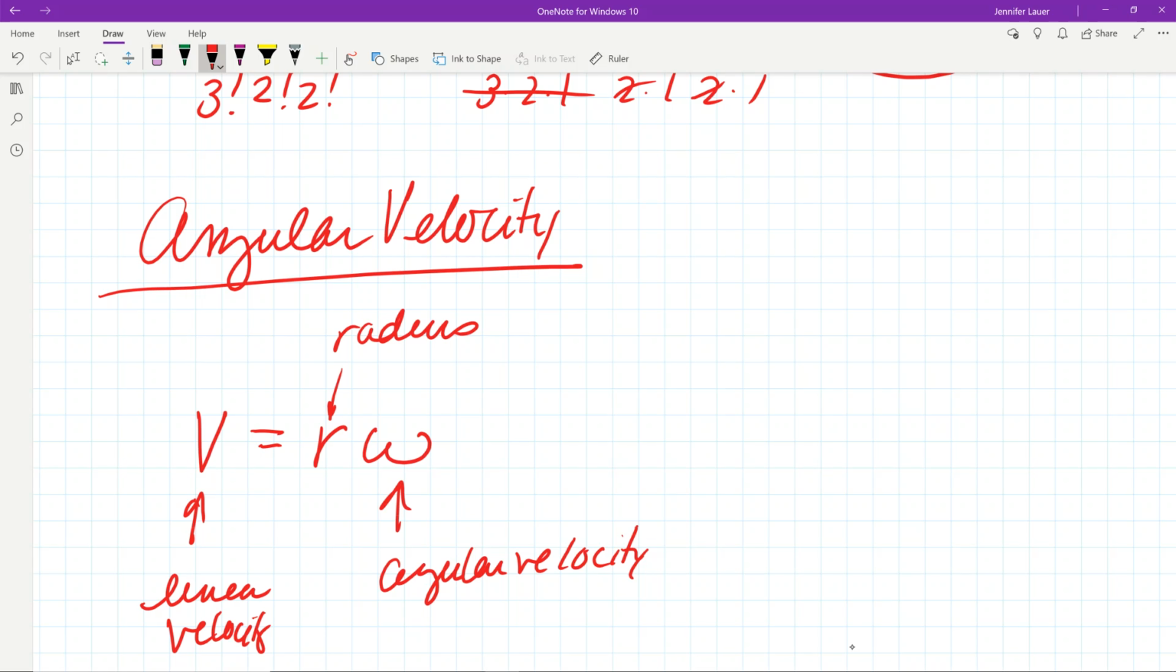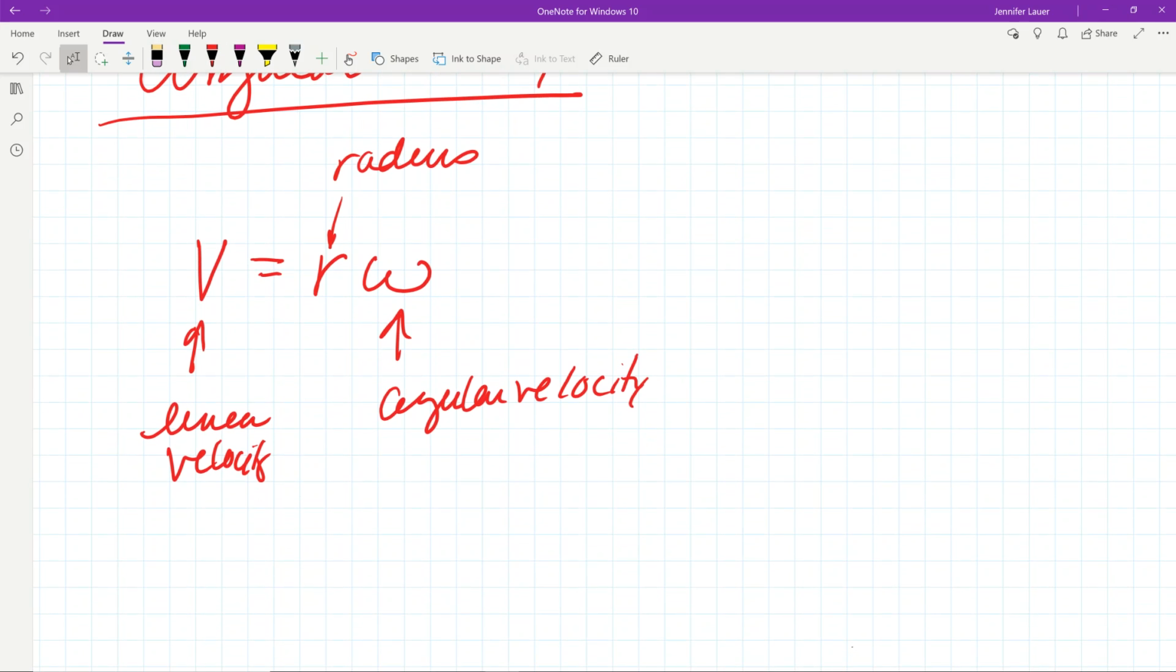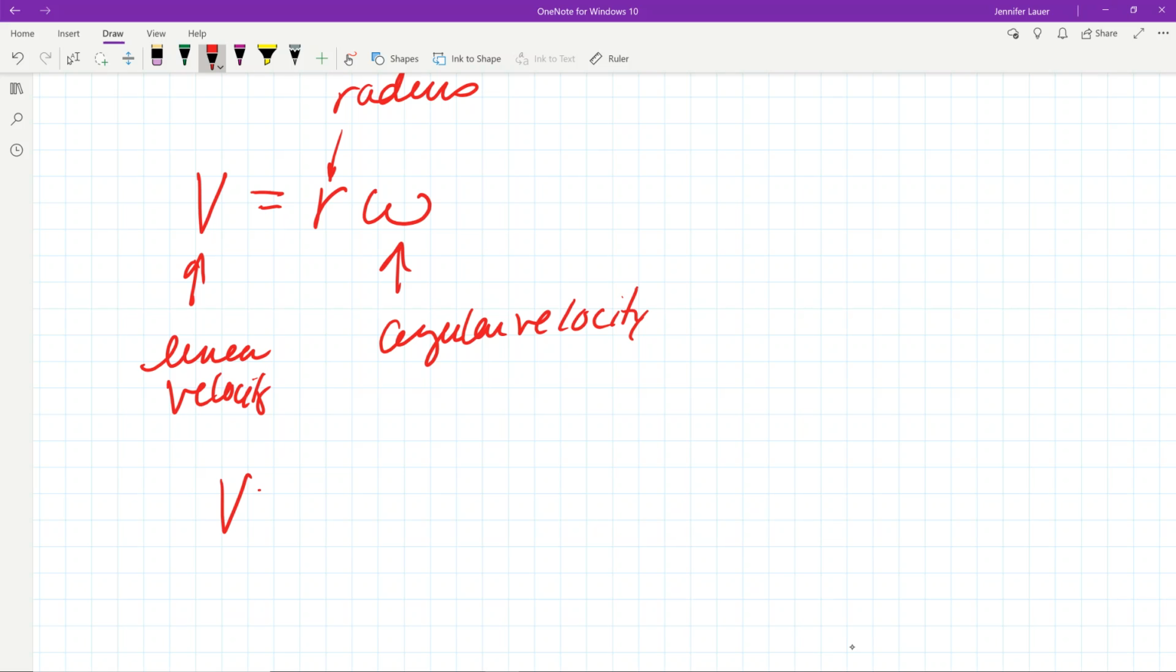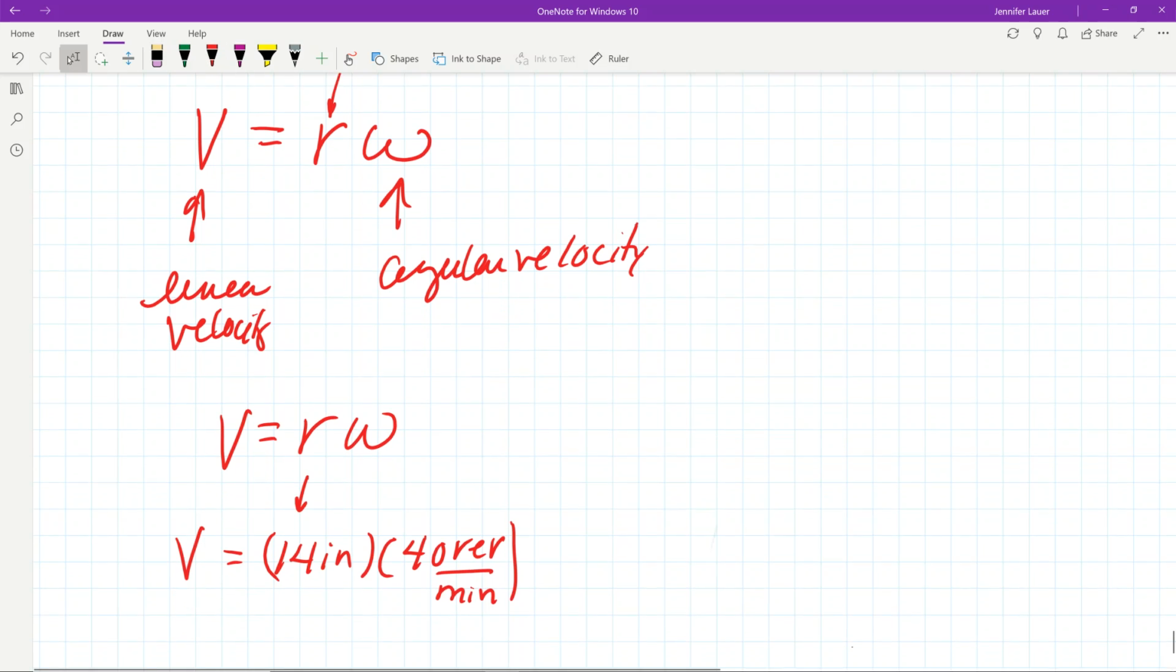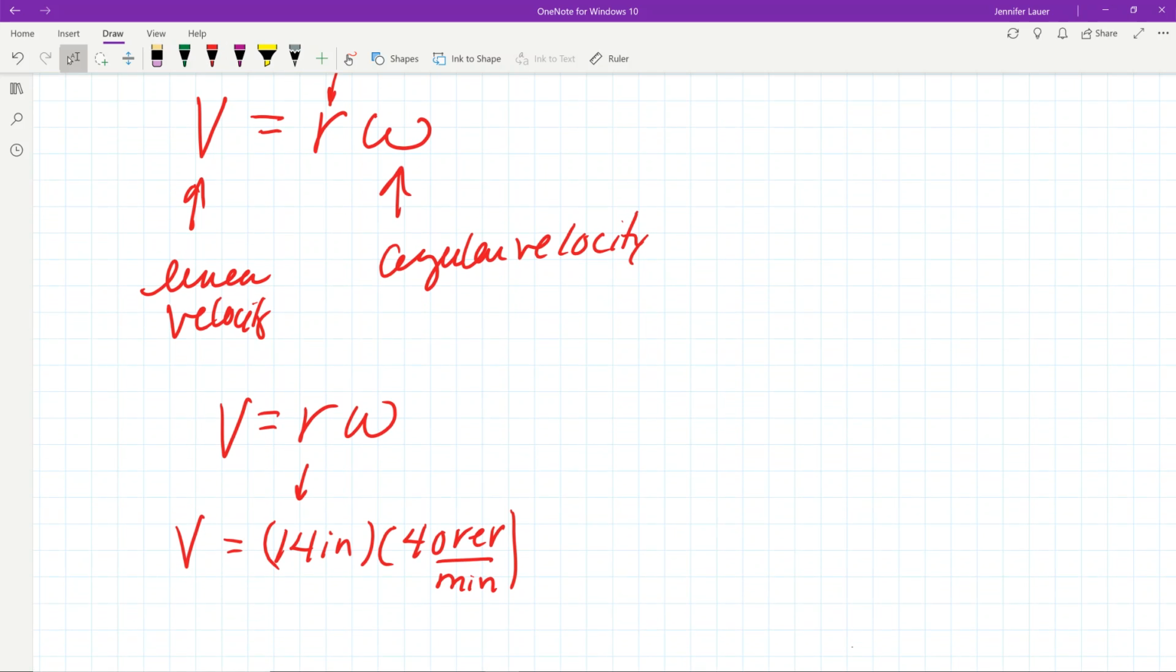It says a wheel of a wagon has a radius of 14 inches and is revolving at 40 revolutions per minute. How fast is the wagon moving in miles per hour? So we're looking for linear velocity. It tells us that the radius of the wagon is 14 inches, and that the angular velocity is going to be 40 revolutions per minute. It seems pretty easy, but where people mess up is really the converting to get this to work out. Now we want it in miles per hour, so I want to try to change inches to miles. That's what I'm going to do first.